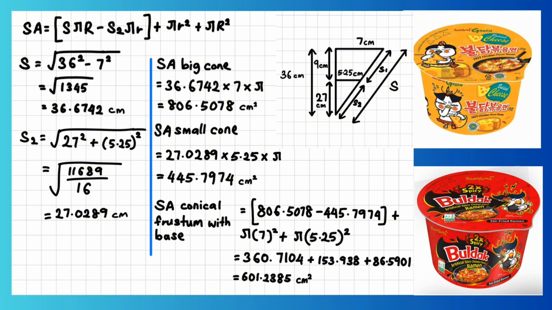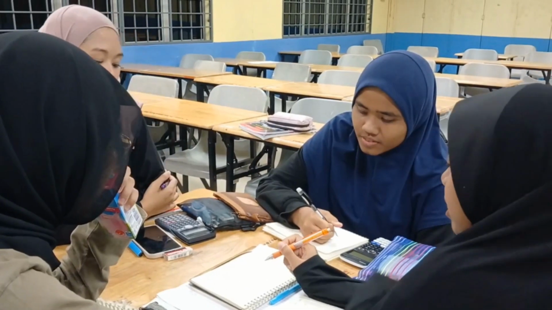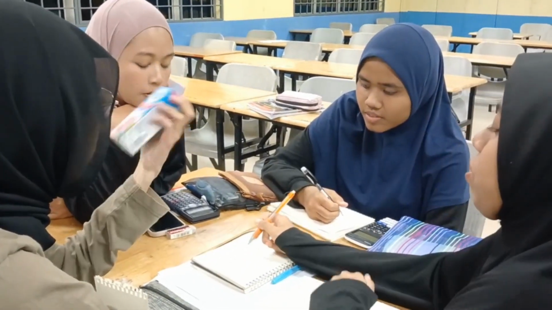106.5078. After that, we need to find the surface area for the small cone by using the same formula pi r S. Then we get the answer 145.7974. Finally, we need to find the surface area of the conical frustum with base by the formula given above. Then we get the answer 601.2385. So this is the calculation formula looked up before.